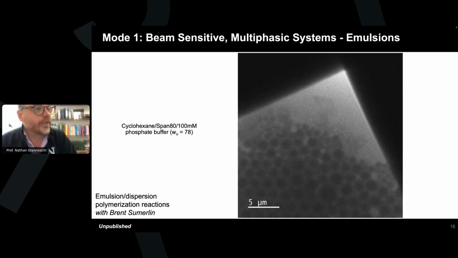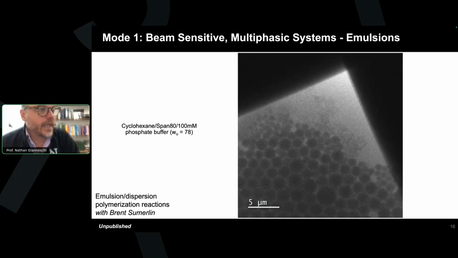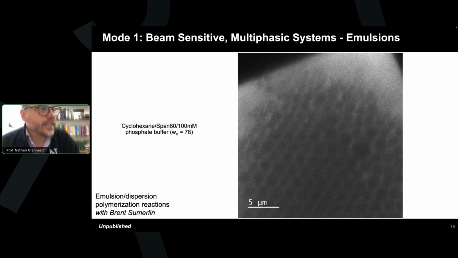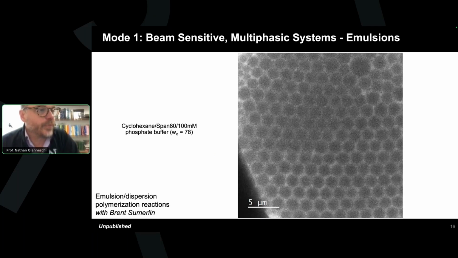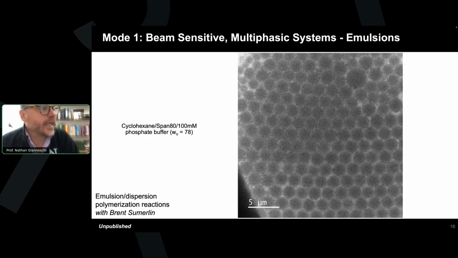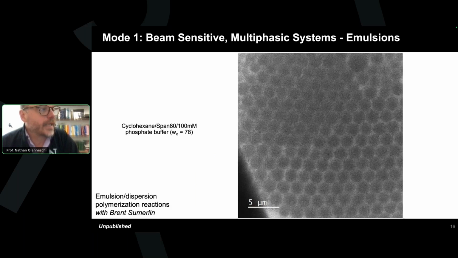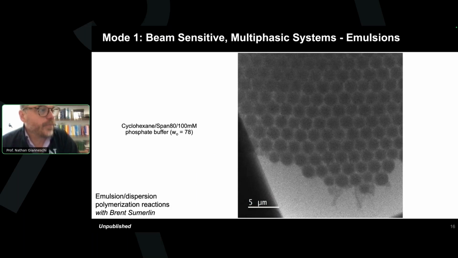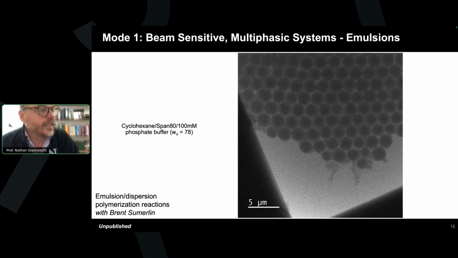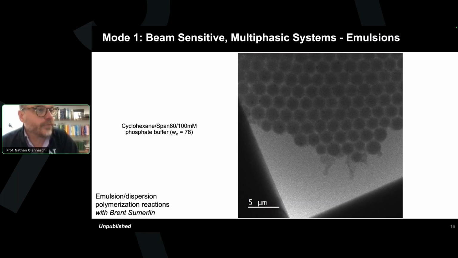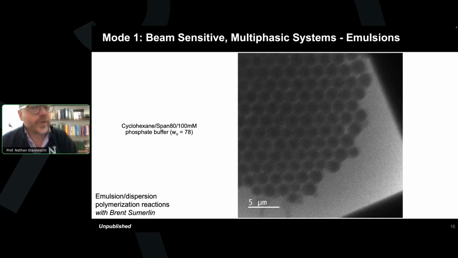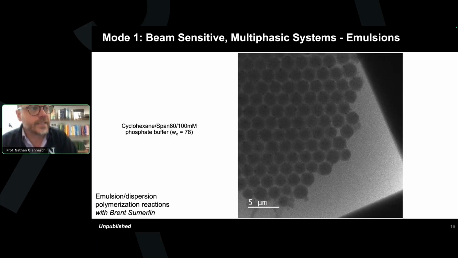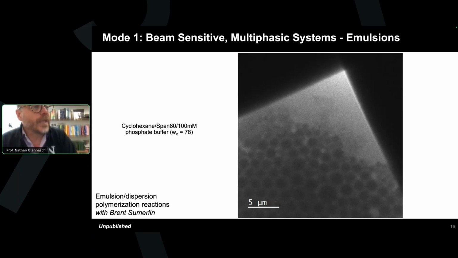This is an example of a mode 1 imaging experiment. We're simply looking at, in this case, a really simple emulsion. This is a water in oil emulsion. You can see the higher density water in this beautiful hexagonal array, in this case in Span 80 cyclohexane, and you can see the phosphate buffer conditions on the left-hand side. This is the kind of dispersion that we're interested in for doing in situ polymerization, so emulsion polymerization, sorry. So we're interested in studying those kinds of multiphasic systems. It's possible under these conditions.